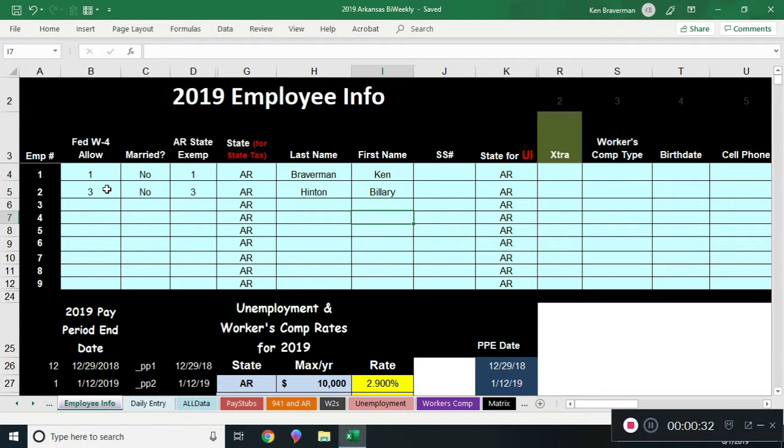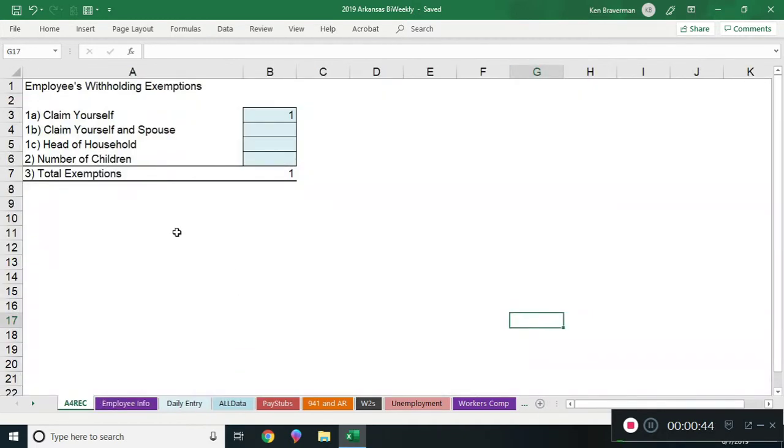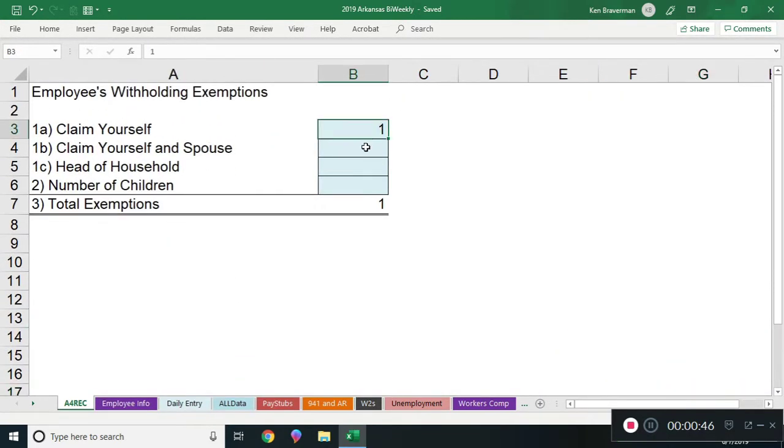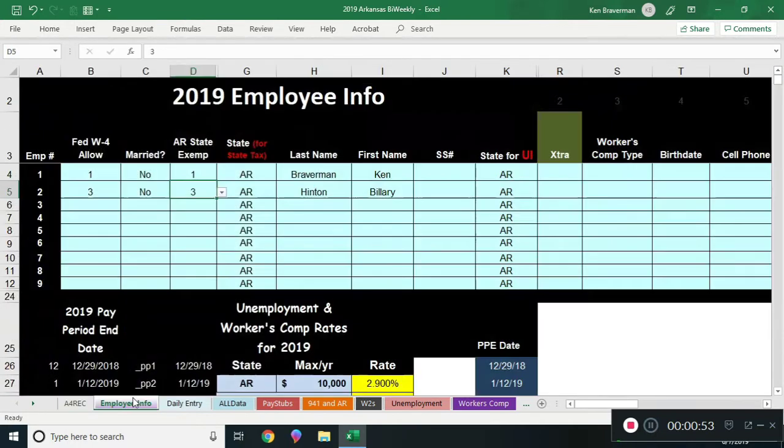So if you have employees in Arkansas, you put their names. I made up some names. There's Billary Hinton here. I don't know who that is. You're going to put withholdings, federal withholdings, and your Arkansas state withholdings. That thing's called an A4 REC. You just pick your exemptions, or you put 1, 2, or 3 there. How many dependents you have. You figure out how many Arkansas exemptions you have.